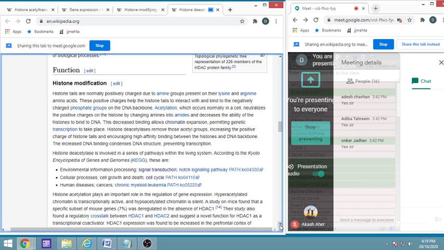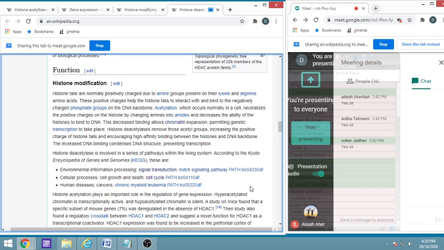So this is the important activity they are playing. It is involved in a series of pathways in the living system, like environmental information processing, where all signal transduction occurs. Then cellular processes, cell growth and cell death, in which they are important. Among cell death systems there is apoptosis, which we have seen during the various signal transduction pathways, such as MAPK or JAK-STAT, and how these pathways bring the signal of death like apoptosis.